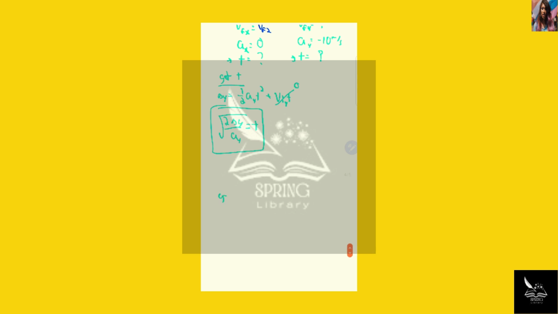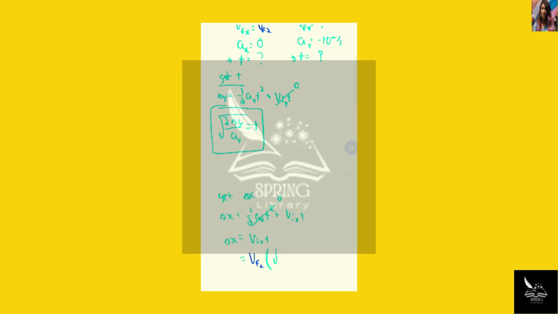Let's now get delta x. Use a similar equation, delta x, what we're actually looking for, equals 1/2 ax t squared plus v initial x t. Acceleration is 0, so we're left with delta x equals v initial x times t. V initial x, we know, is v final 2 from part 2. And then t, we'll replace that with what we got for delta y.